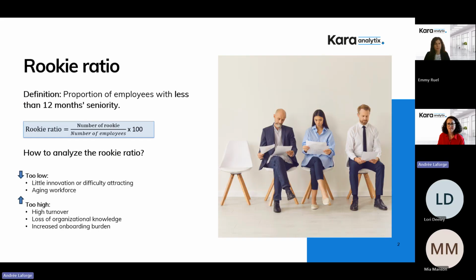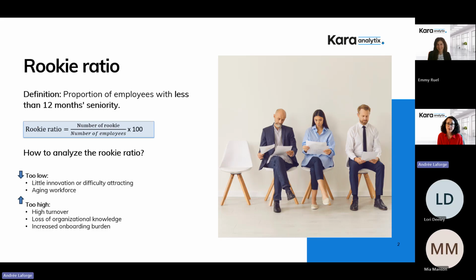Okay, now this one I like. It's the rookie ratio. It's another important KPI to track and also easy to calculate. So what is a rookie? We could say a recruit, but I prefer rookie.